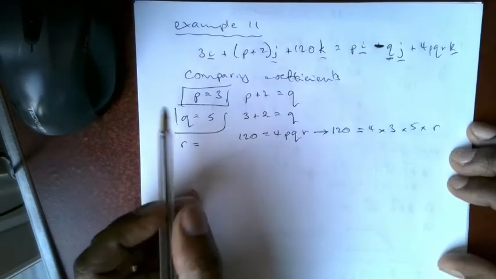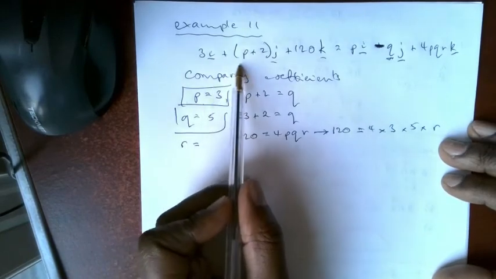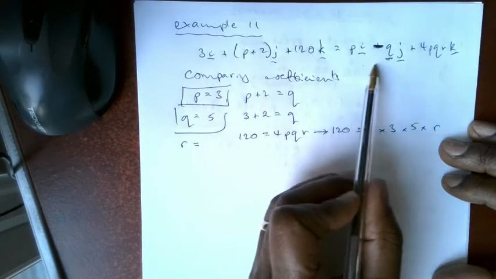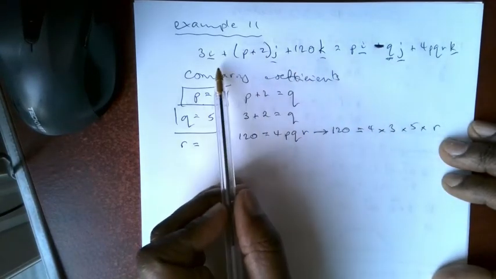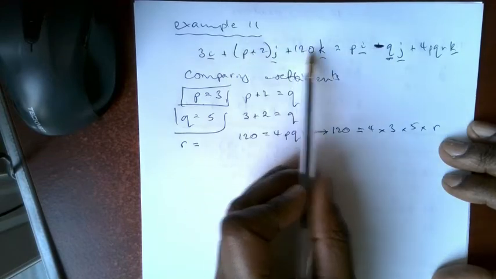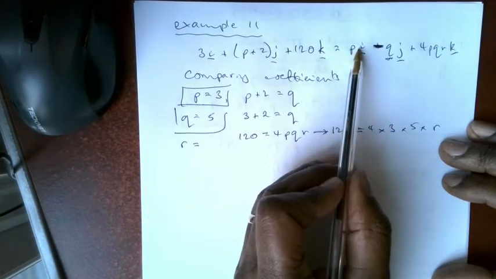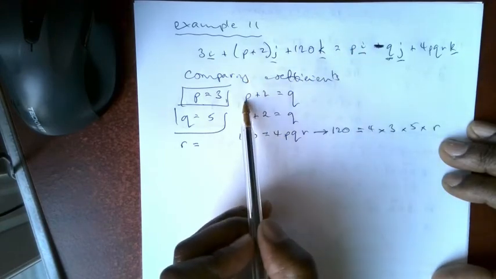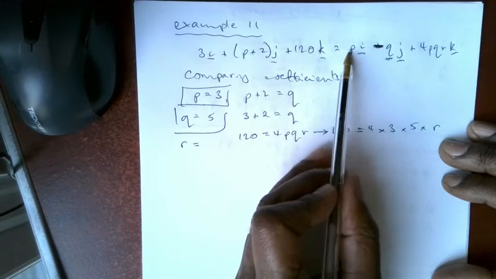Example number 11 is a nice straightforward one. It's just comparing coefficients. So this is the question here. We need to find out what P, Q, and R are. Now, we just compare what's in front of the i, the j, the k on both sides. So here I've got 3 in front of i, I've got P in front of i, so that means that P equals 3 straight away.